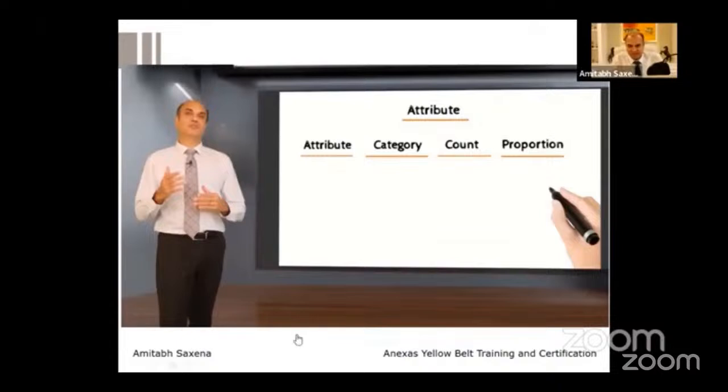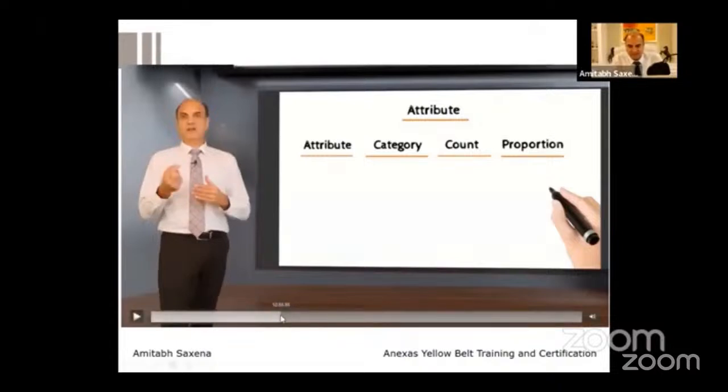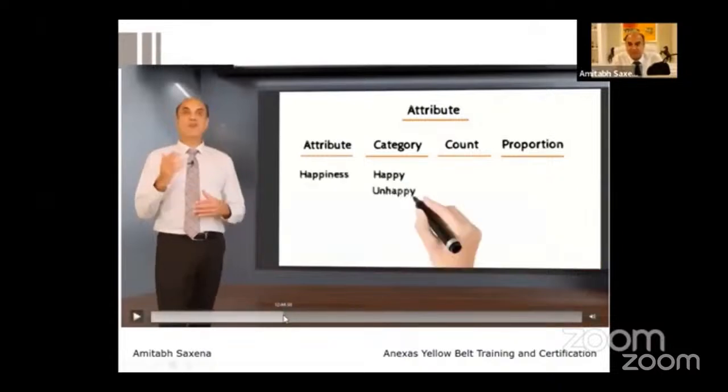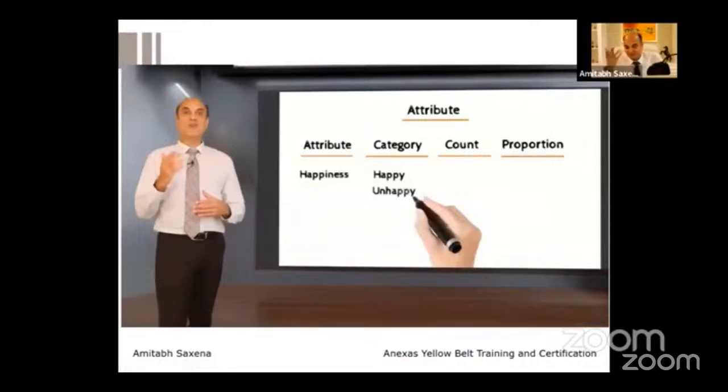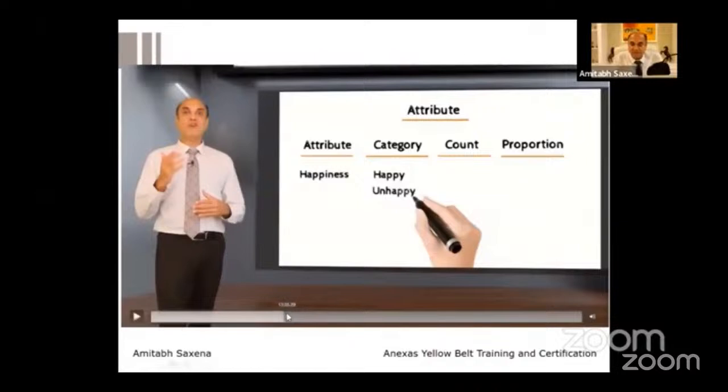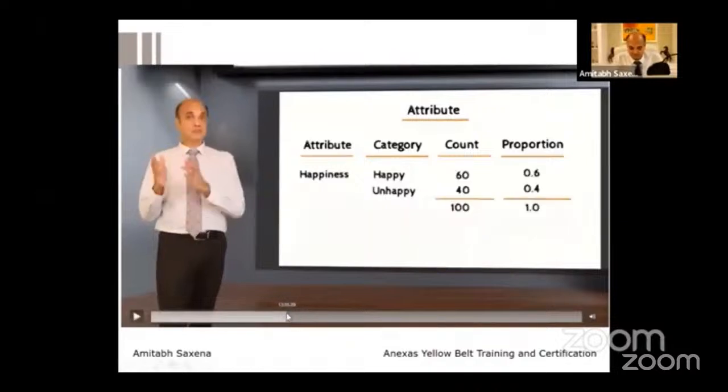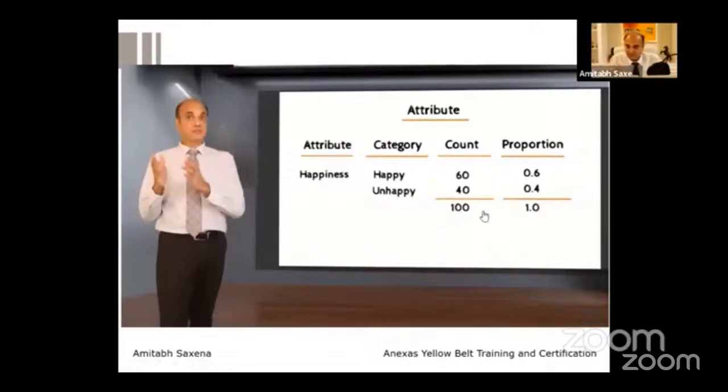So suppose I'm taking an example of happiness. If I want to measure happiness, what will I do? Presence or absence of happiness means happy or unhappy. Then I want to measure the happiness in my company's employees. I collected data of 100 employees. 60 were happy, 40 were unhappy.